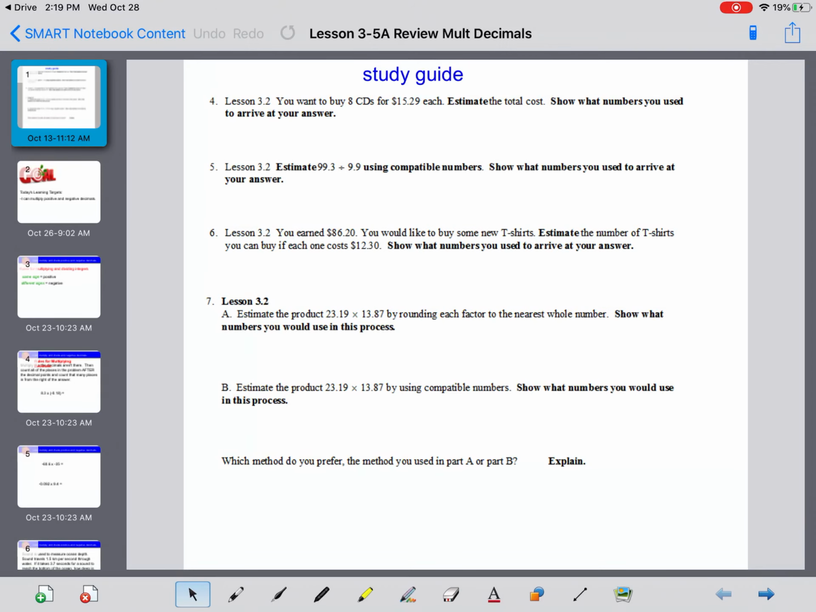This is lesson 3-5A from the Algebra Readiness textbook. For today's lesson, you will need your Chapter 3 notes packet and a sharpened pencil. Begin by working these study guide problems. When you've completed these problems, continue the video to compare your answers with mine.